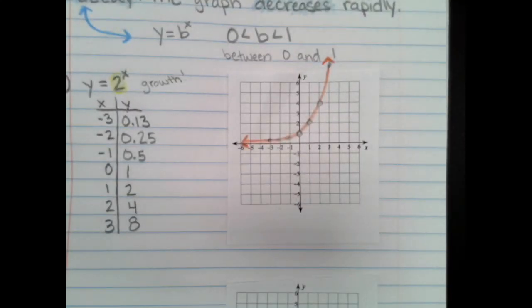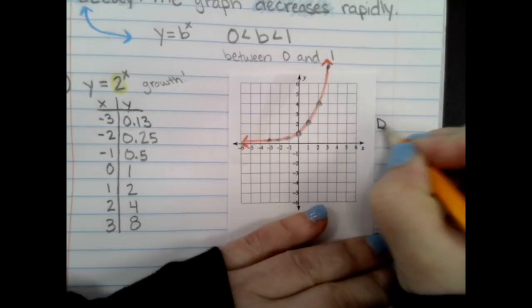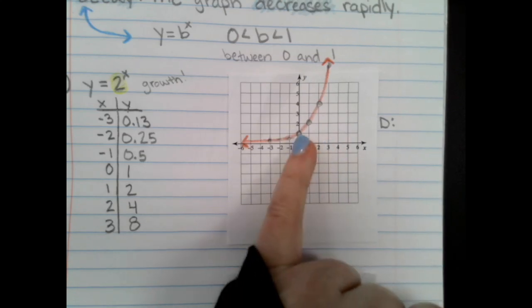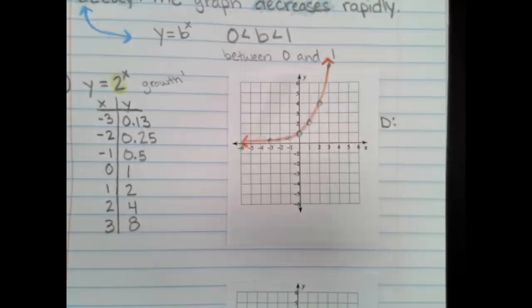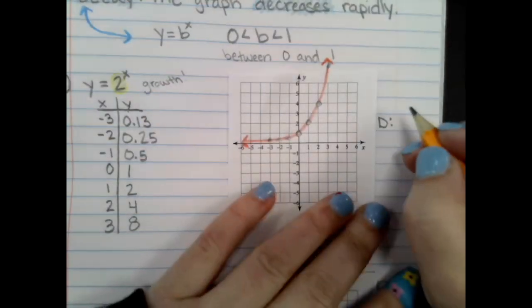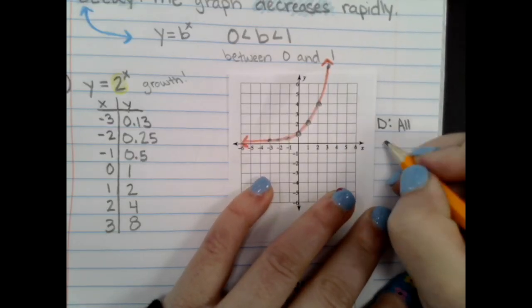So as we talk about our domain and our range, domain, we're looking left to right. So does this graph keep going to the left forever? Yep. Does it keep going right forever? Yeah, it's going up, but it's going up to the right. So if it keeps going left and right, it's both directions. What do we say? All real numbers.